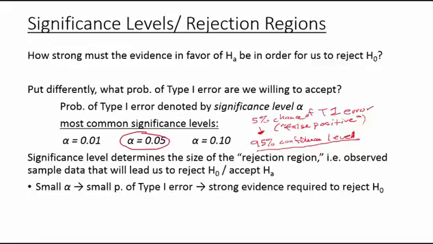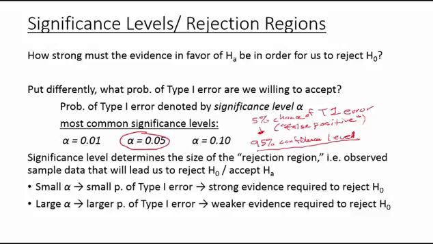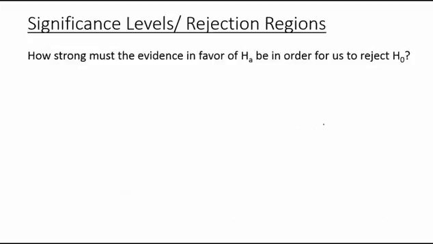Smaller alphas give us smaller probabilities of type 1 error, and therefore stronger evidence needed to reject a null hypothesis. This would correspond to a higher burden of proof in a courtroom setting. Larger alphas then, of course, mean there's a larger probability of type 1 error, and we will reject a null hypothesis with weaker evidence.